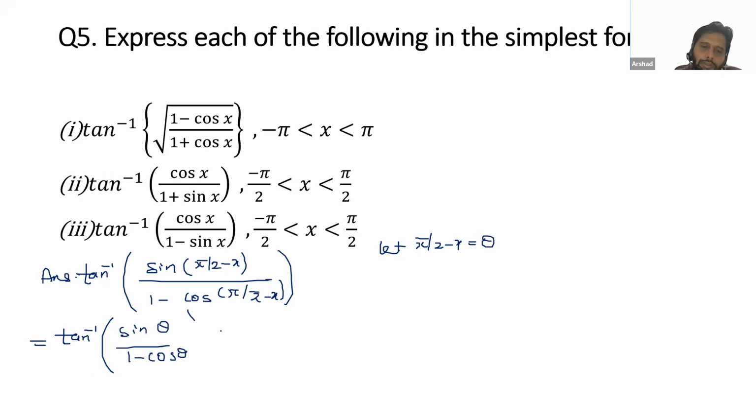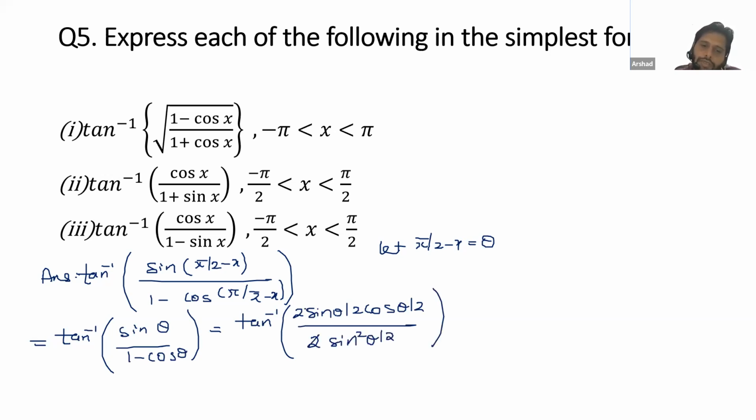Okay, Rifat. Now put the formula. This is equal to tan inverse. In the numerator, you will have 2 sine theta by 2 and cos theta by 2, and in the denominator, you have 2 sine squared theta by 2. So 2 will get cancelled out, sine will get cancelled from here. So cos by sine, you will get tan inverse cot theta by 2.